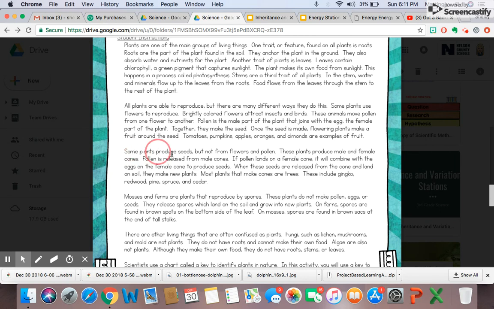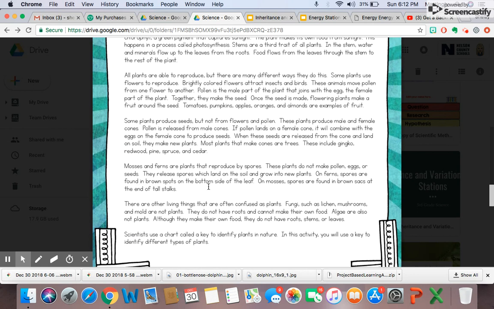Some plants produce seeds, but not from flowers and pollen. These plants produce male and female cones. Pollen is released from male cones. If pollen lands on a female cone, it will combine with the eggs on the female cone to produce seeds. When these seeds are released from the cone and land on soil, they make new plants. Most plants that make cones are trees. These include ginkgo, redwood, pine, spruce, and cedar.